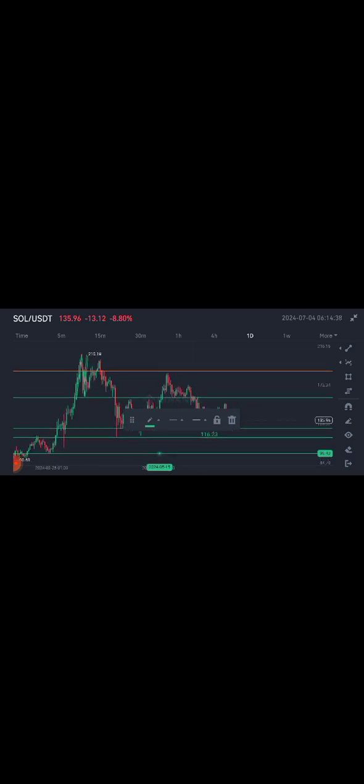And to be safe, I have a control zone. This is my control zone, where I can buy any coin. I will buy the coin when it gets to that level. That's my control zone.